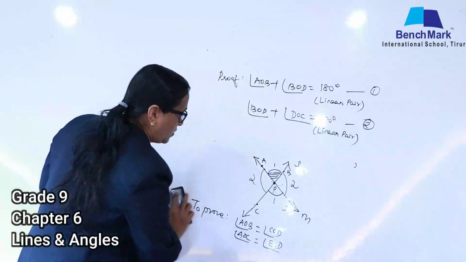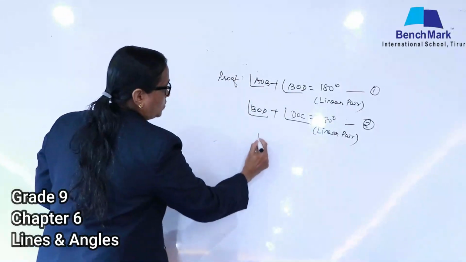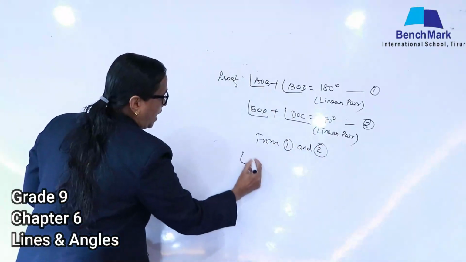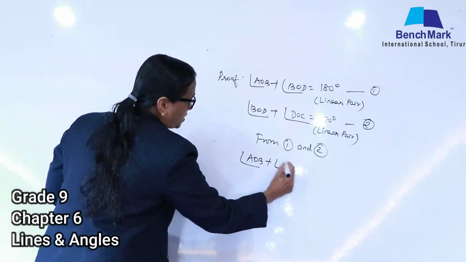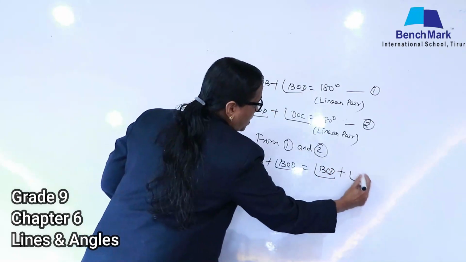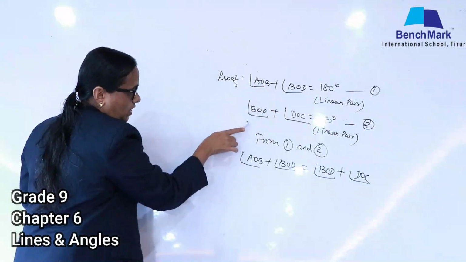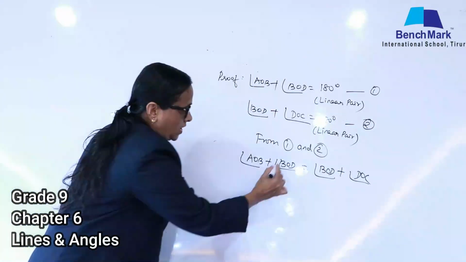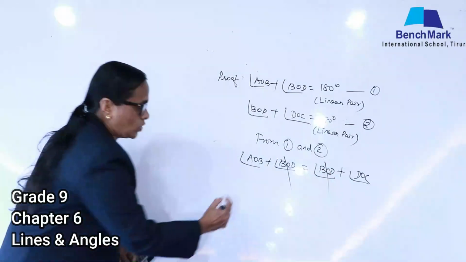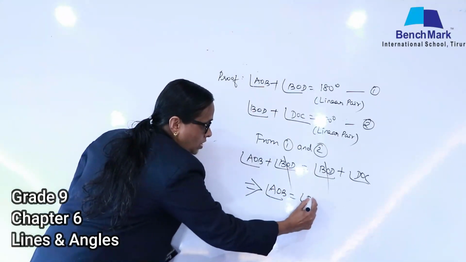So what do I get? From 1 and 2, I can write angle AOB plus angle BOD is equal to angle BOD plus DOC. Since the right hand sides are equal, I can equate the left hand side. Now what happens? I can cancel BOD and BOD. Both are equal. Now what is my answer? This implies AOB is equal to DOC.